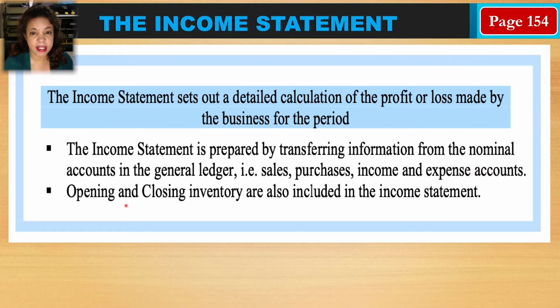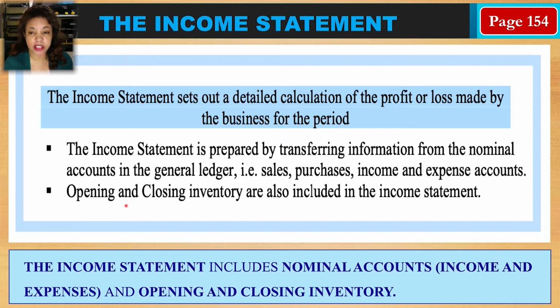So once again, it calculates the profit or the loss made by the business for the period, the end of the accounting period. Usually it's 1 year. And it is prepared by transferring information from the nominal accounts like sales, purchases, income, expenses accounts. And note once again that opening and closing inventory. So I said once again, because here we have it in your books, opening and closing inventory also included. And here we have it in our notes.